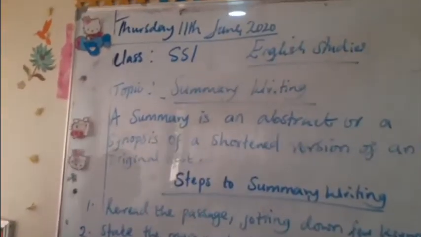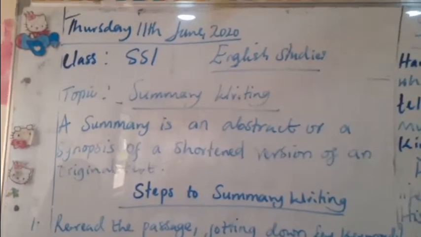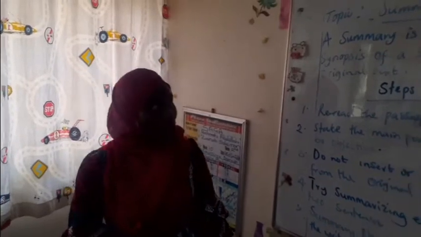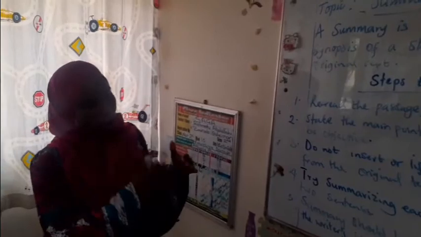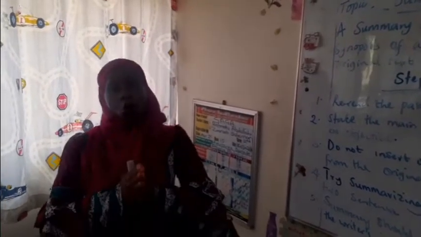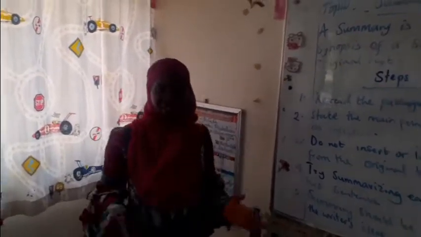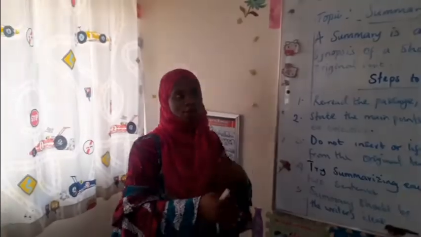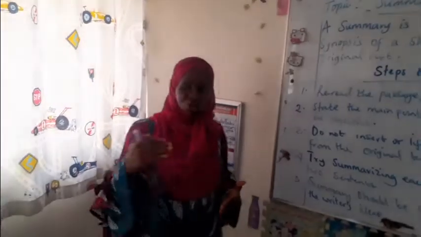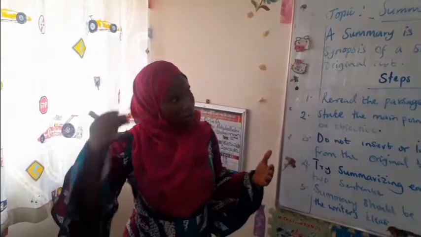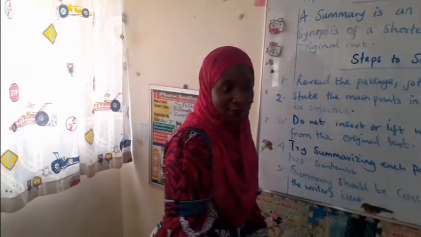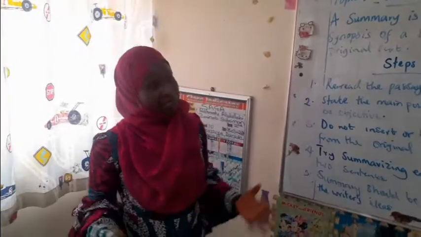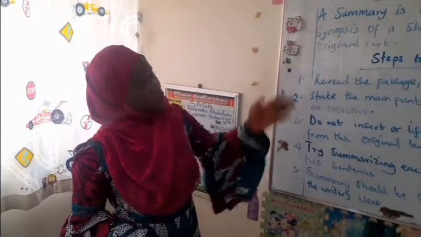Summary writing is as important as your comprehension passage. It is also as important as your lexis and structure. It is also as important as your composition, because these are all the aspects of the English language that you must write in your WAEC, and it is better you start familiarizing yourself with each of these concepts. If you look at the previous things we've done, we've talked about descriptive composition, how to write descriptive composition. Now today is summary writing.